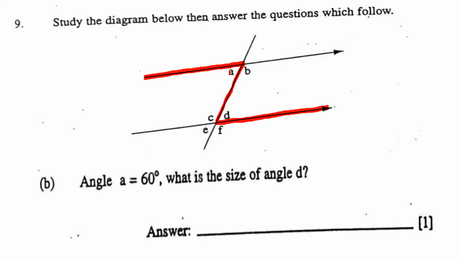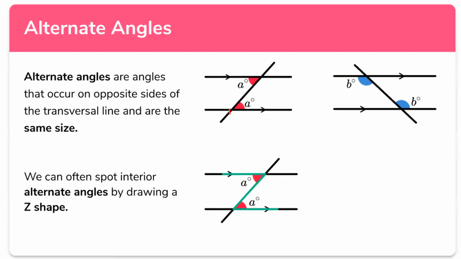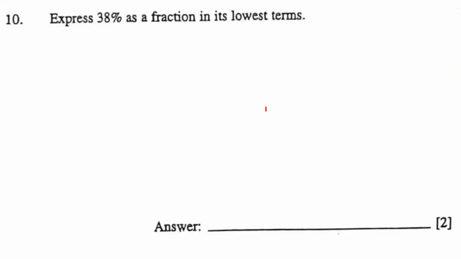Remember the last time we looked at an F shape, but this one we're going to look at a Z shape. And so the Z shape is going to be your alternate interior angles, and alternate interior angles are equal. So if A is 60, then D will also be 60 as well. This is just a description talking about alternate interior angles. Notice the Z that is formed for these ones. Okay, let's move on to the next question. Question number 10.